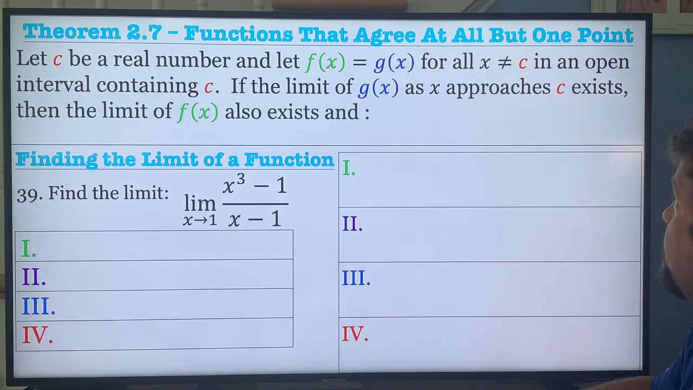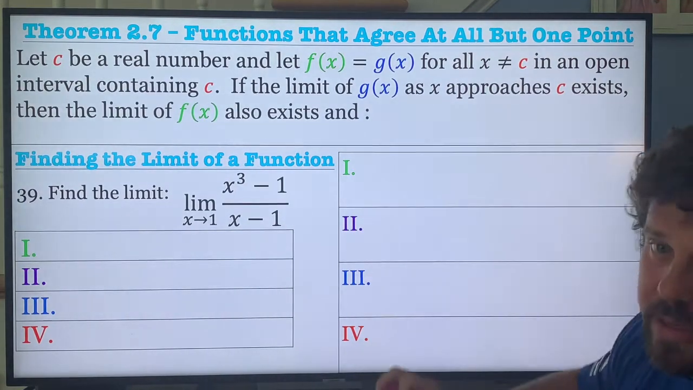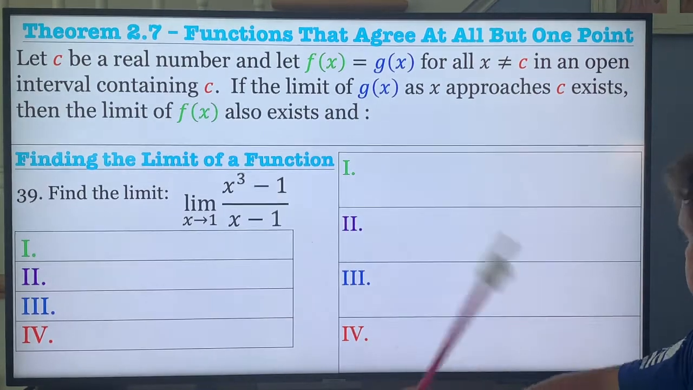Take it up a level. Functions agree at all but 1 point. Now, here's where we're going to start taking up the level. Everyone can use algebra. Everyone knows how to plug stuff into an equation, all right? If you don't, you really shouldn't be in calculus. So now we're going to move up to a little more difficult. Not the top level, but another level.